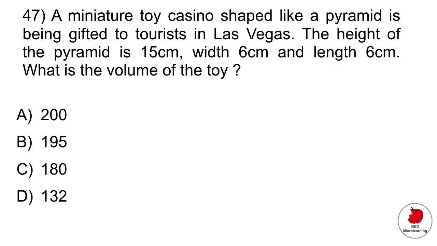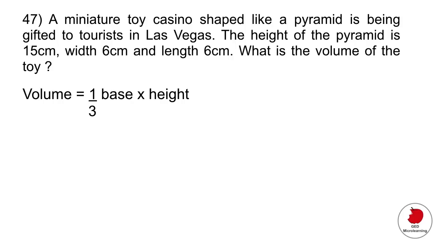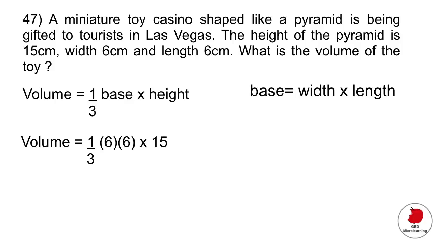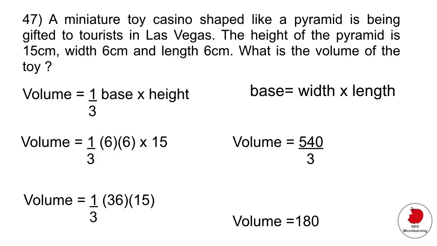Okay, question 47. It says a miniature toy casino shaped like a pyramid is being gifted to tourists in Las Vegas. The height of the pyramid is 15 centimeters, the width is 6, and the length is 6. What is the volume of the toy? Okay, so once again, you would look at the formula for a pyramid, and it says that the volume is 1/3 of the base times the height. And all you have to remember here is that the base is actually the width times the length, okay? So they're giving us these numbers in the problem, and all you have to do is plug them into your equation like this. That would end up with this number and a volume of 180.